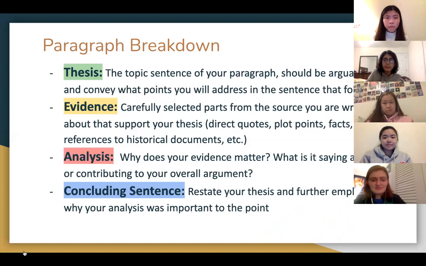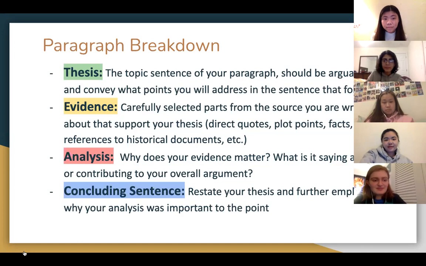And this is the 4 types of sentences that I differentiate within an analytical paragraph. And let's read these all together and talk about them. So, can I have a volunteer to read what a thesis is? Muzi? The topic sentence of your paragraph should be arguable and convey what points you will address in the sentence that follows. Perfect. So this is where you bring your reader into your paragraph and you tell them, this is what I'm going to be arguing about. This is what I'm going to be talking about.